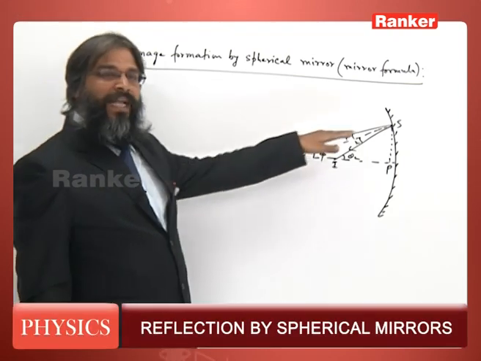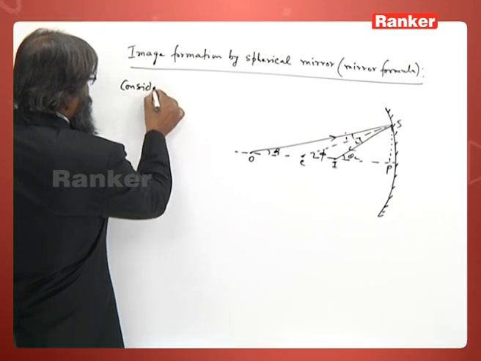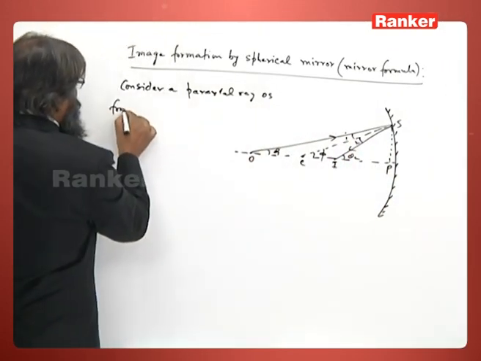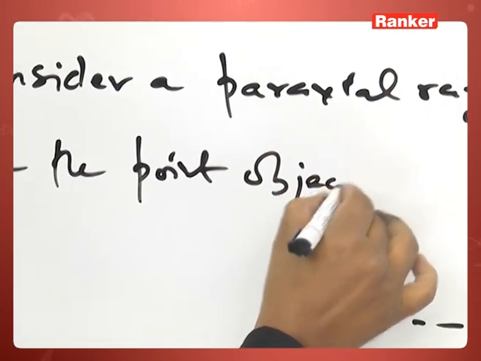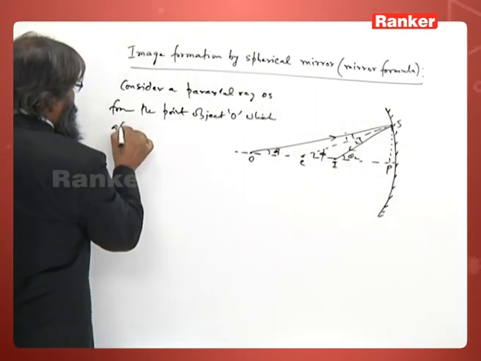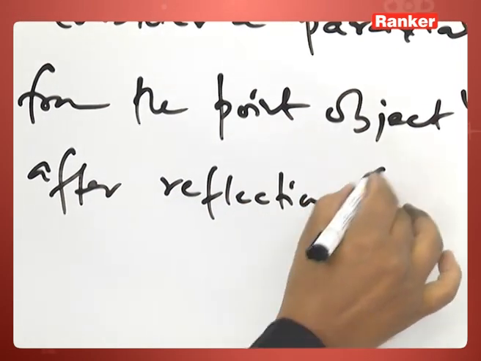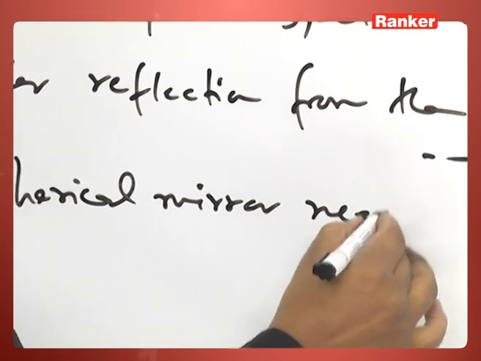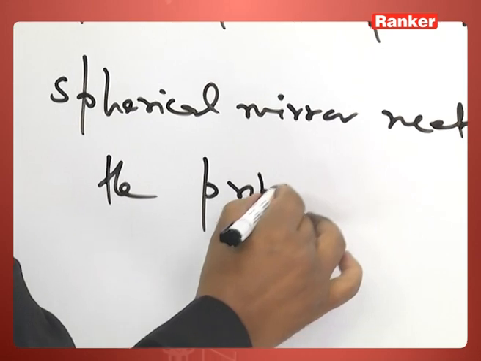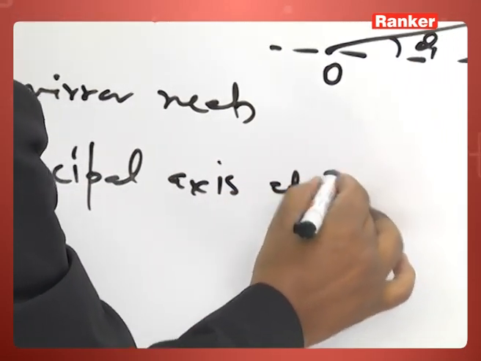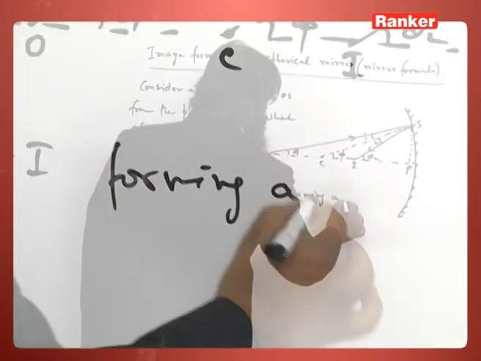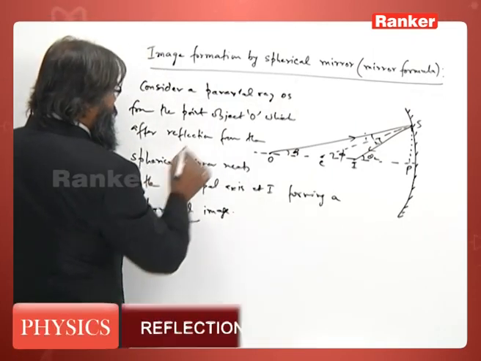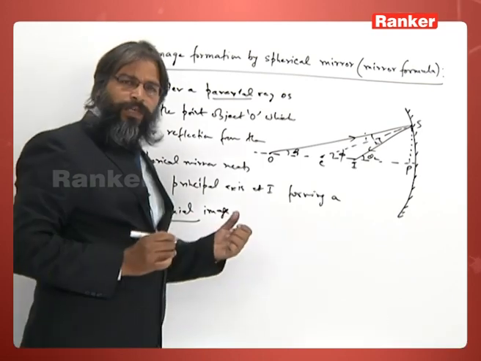Now, consider a paraxial ray OS from the point object O, which after reflection from the spherical mirror meets the principal axis at I, forming a paraxial image. I have used this word paraxial here, which is a highly technical word, paraxial image.